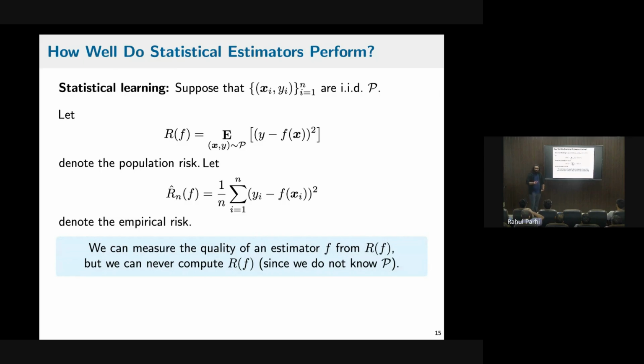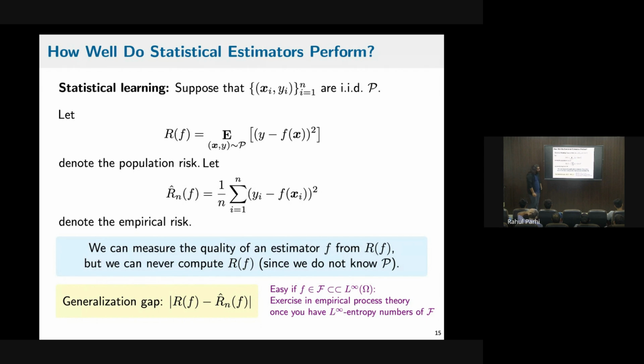So what people call generalization bounds in statistical learning theory correspond to bounding the generalization gap, which is just the difference between population risk and empirical risk as a function of the number of samples n that you actually have. This is what we will use to look at how well statistical estimators perform for today's talk.